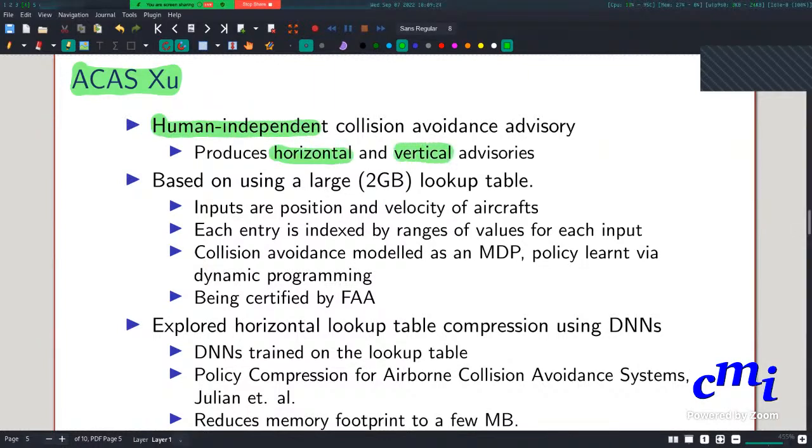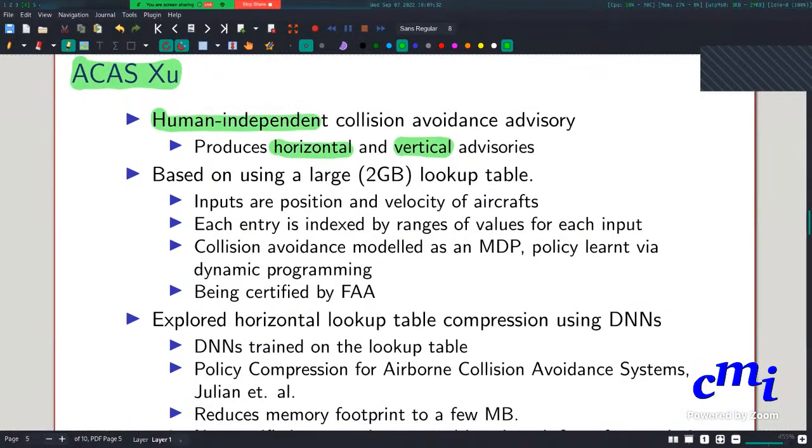I'll go into the details of what the ACAS-XU system is, what the exact inputs are, and what the advisories are, because we need to know that to understand what the networks are and what the properties are. But for now, for this slide, this is just some system that looks at the data and gives you some advisories, like turn left or climb or do something like that, right? So this is basically the ACAS-XU system.